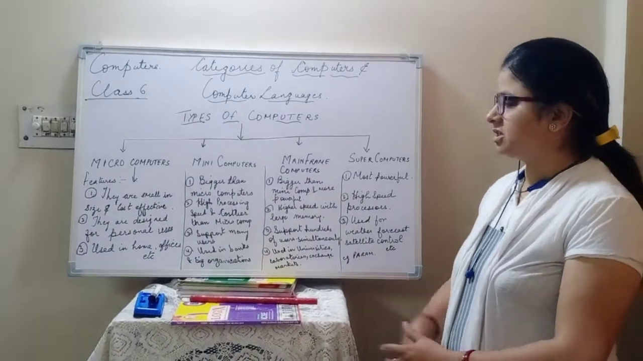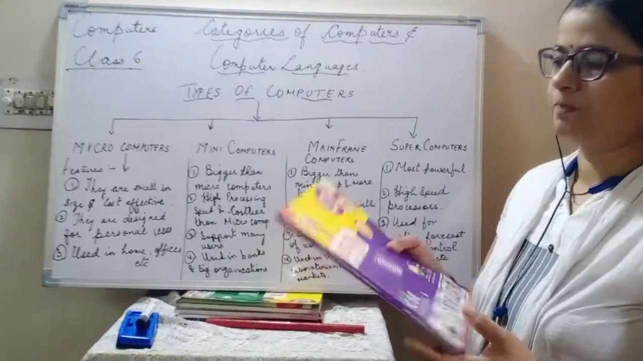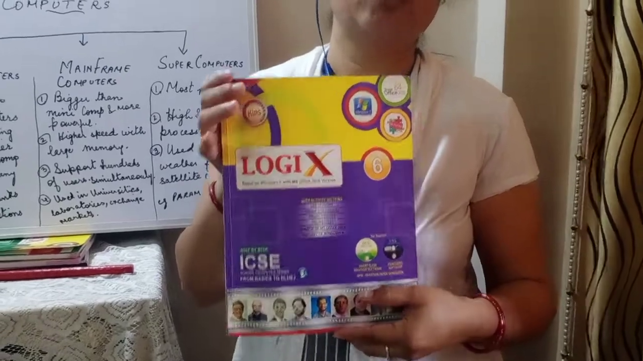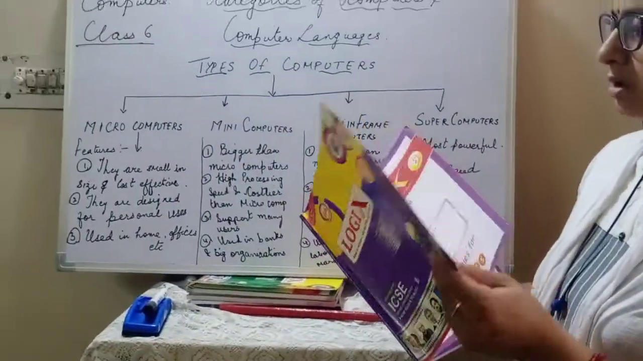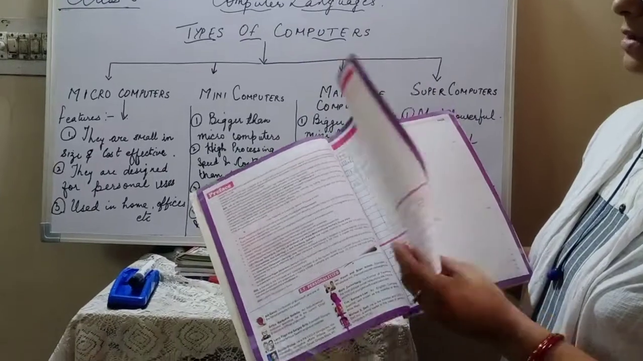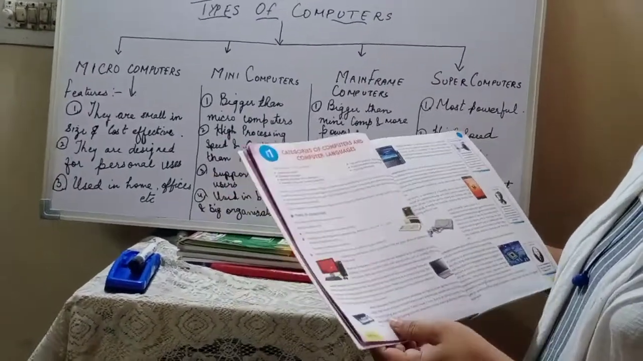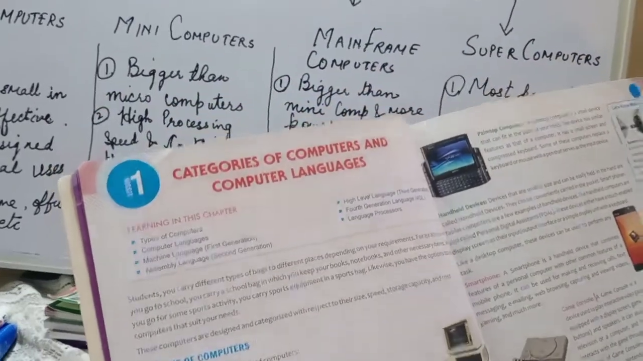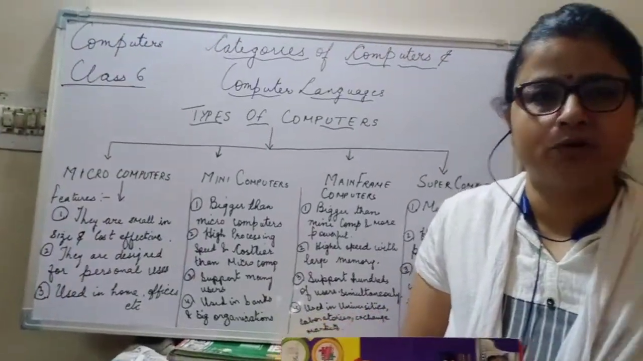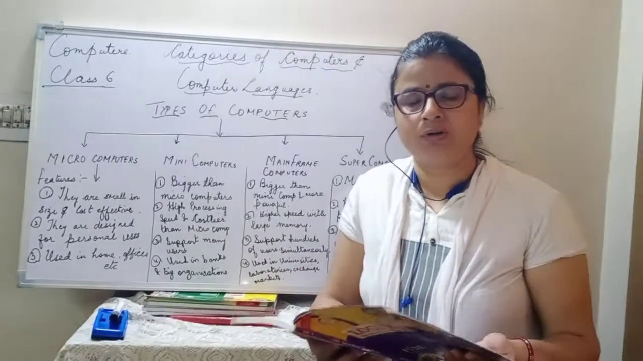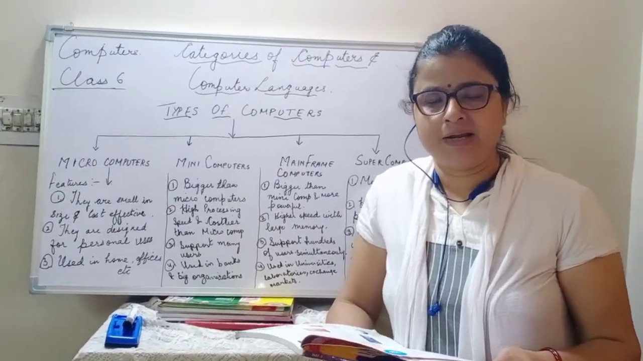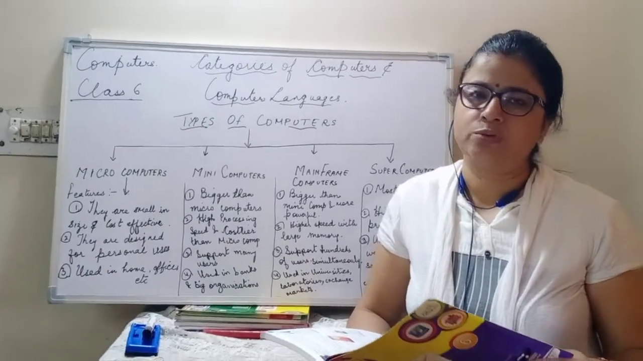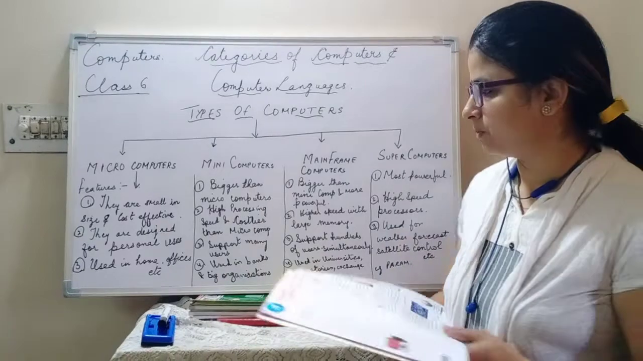Now before we begin with the chapter, let me introduce the book to you. This is Logics by Kipps Publication and this is the book we are going to use. In this book, we are going to start with the first chapter, that is Categories of Computer and Computer Languages. Children, even if you don't have your book, you have already sent the scanned pages in PDF format. You can refer to those scanned pages and then you can watch the video. I hope this will be helpful to you.